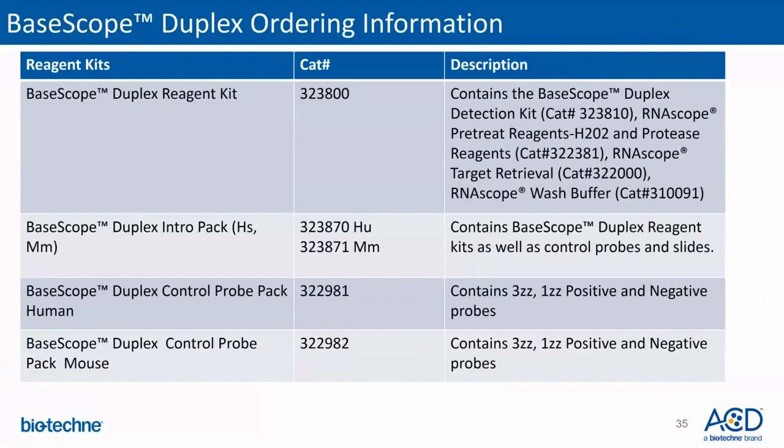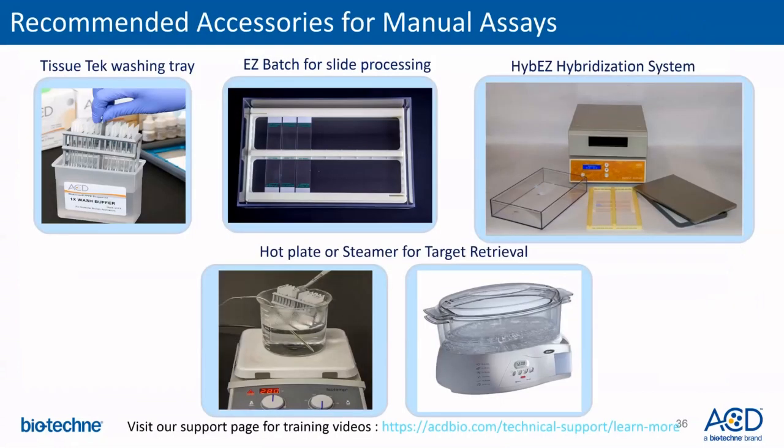This is some ordering information for BaseScope Duplex reagents. As you can see, we have intro packs available for human and mouse tissues. The intro packs include the control probes and control slides as well. We have some duplex control probe packs, which are species specific as well. The recommended accessories for the BaseScope assays are shown here. The hybridization system and EasyBatch slides can be purchased through your ACD account managers.